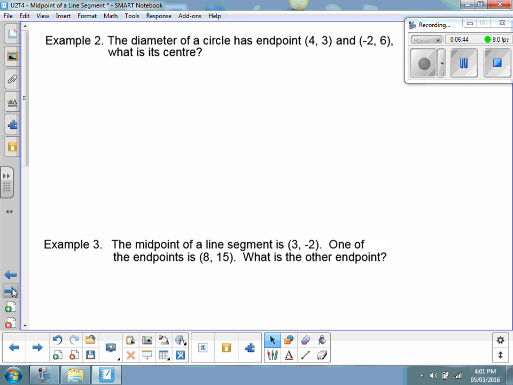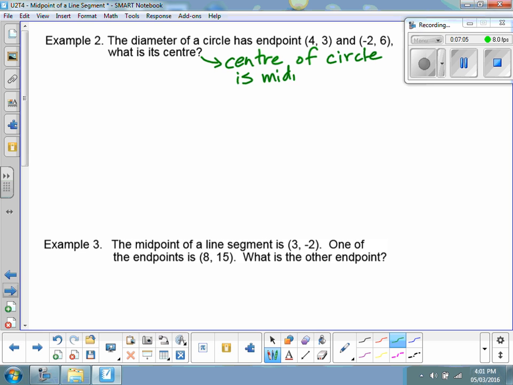All right, the diameter of a circle has endpoints 4, 3, and negative 2, 6. What is the center? So here it's important to realize that the center of a circle is the midpoint of the diameter. So think about the diameter of the circle, it goes all the way across the circle through the center. So the center of the circle is the midpoint of that diameter.